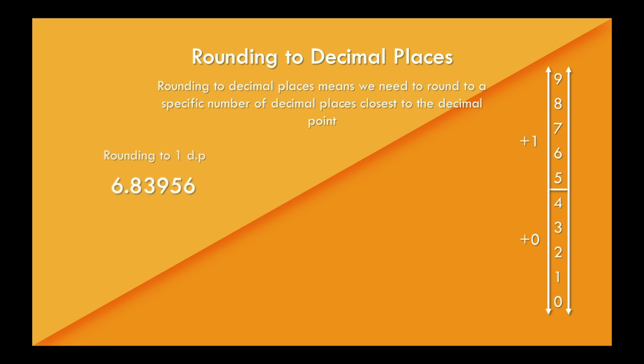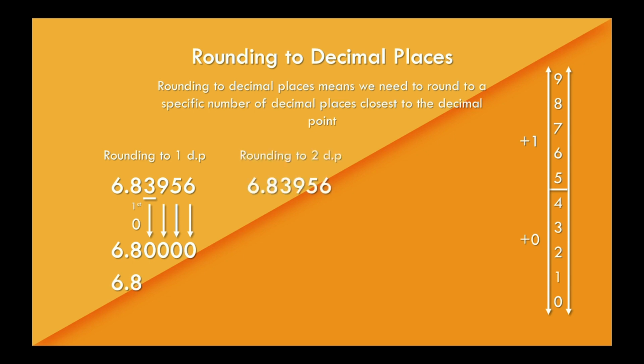If we have a number like 6.83956, that's a mouthful, and we're rounding this number to one decimal place, we take the first decimal place closest to the decimal point, which is 8 in this example. Now we look at the number immediately to its right, which is 3. Then we proceed as normal. 3 rounds down, so it and all the digits to the right become 0. Since it rounds down, 8 and all the digits to the left remain the same, giving us an answer of 6.80000. We can drop off the extra zeros and leave a final answer of 6.8.